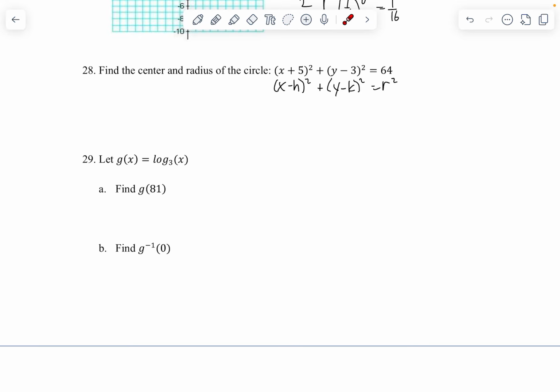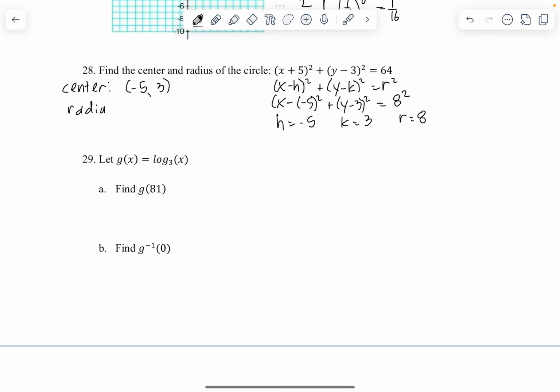If I compare my equation to this, I can actually rewrite it to look like this. (x - -5) squared plus (y - 3) squared equals 8 squared, right? Because 8 squared is 64. So h equals -5, k equals 3, r equals 8. So that means the center of my circle would be (-5, 3), and the radius would be 8, like so.